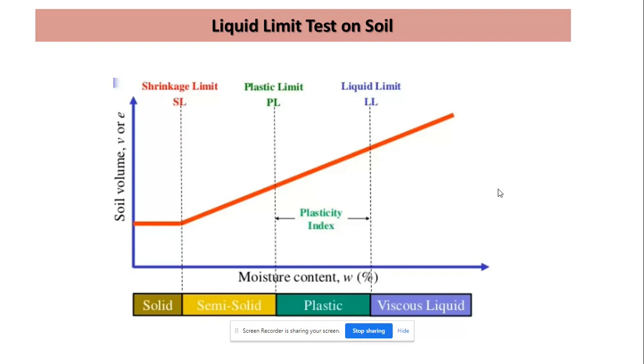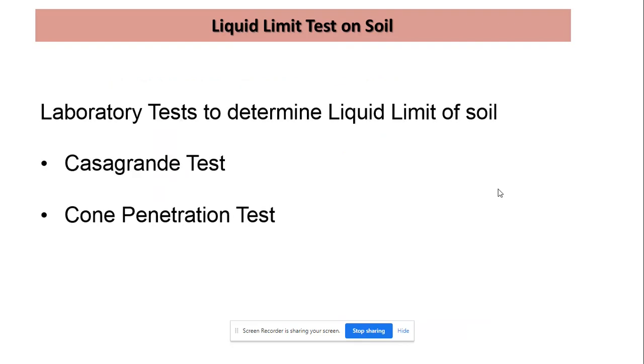To find the liquid limit in the laboratory we can perform two tests. One is the Casagrande test and another is the cone penetration test. In this video we will be discussing the Casagrande test, how we can perform it in the laboratory and determine the liquid limit of soil. Physically, we mean that the soil has changed its state from plastic state to liquid state. But how will we determine it in the laboratory?